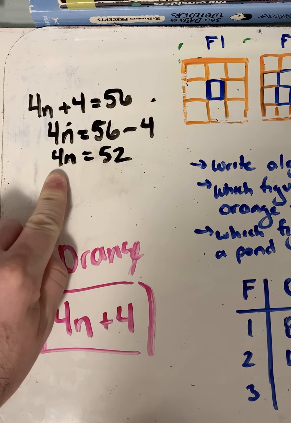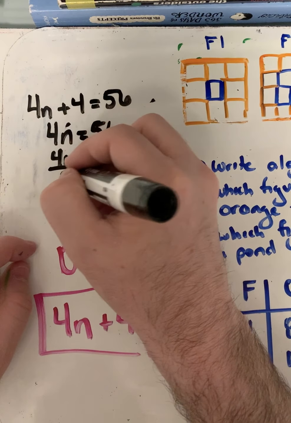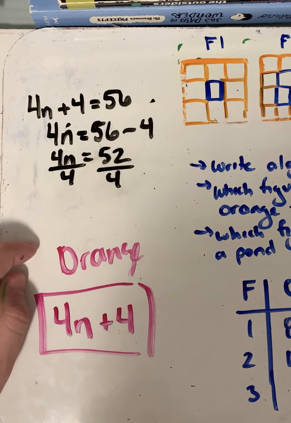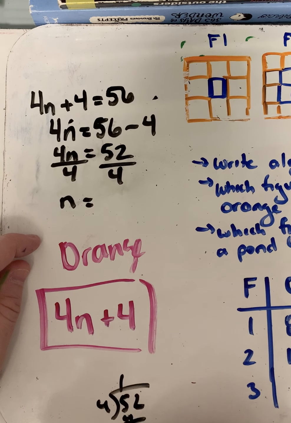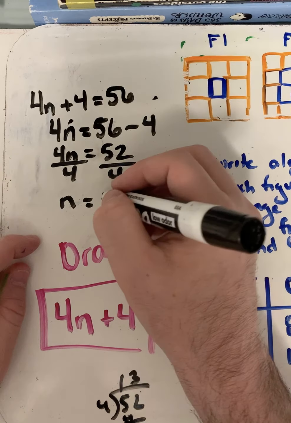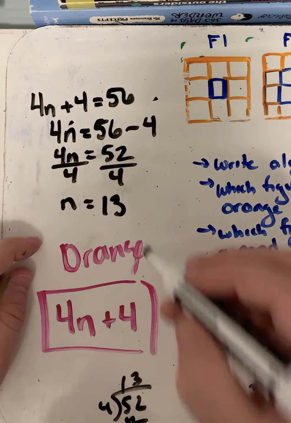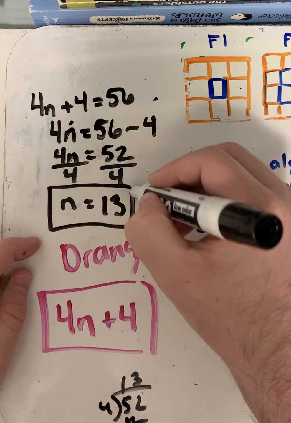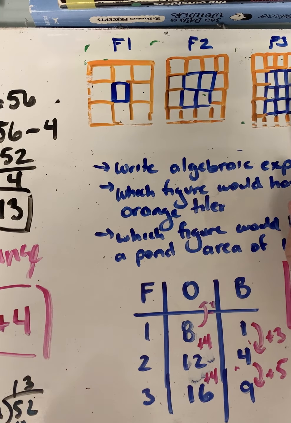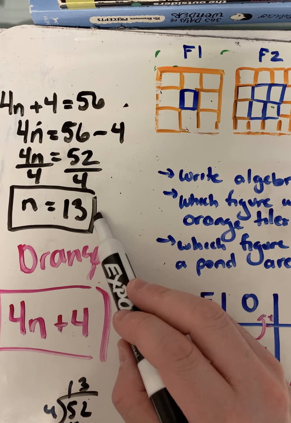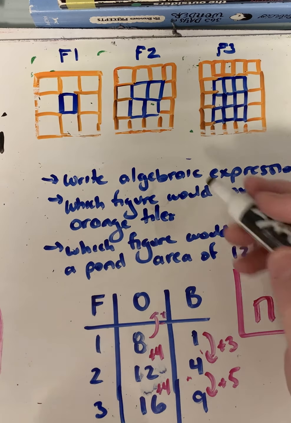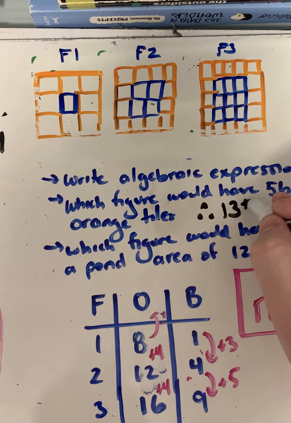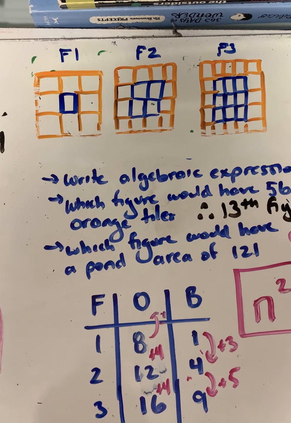And then the next step is to get rid of this 4. So divide that by 4 and divide that by 4. So we have n equals, I didn't do the math right away, one second, that's 13, my goodness. So this n equals 13 means that as the figures get larger, the 13th figure will have 56 orange tiles. So the 13th figure is the answer.